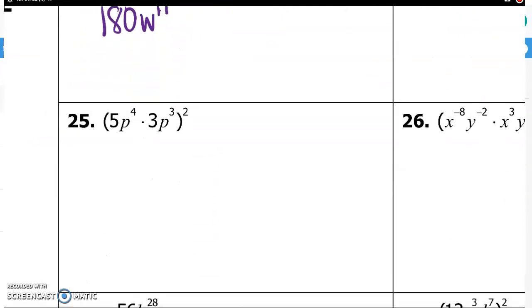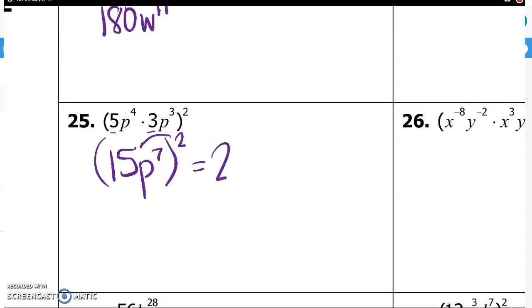Now 25, you can do it one of two ways. You can take the 2 to everything and then combine them. It's actually easier if you combine them first. So 5 times 3 is 15, p to the 7th. Remember, you're adding your exponents when they're being multiplied on the inside. That whole thing in parentheses squared. So then you do 15 squared, which is 225, p to the 14th, 7 times 2.